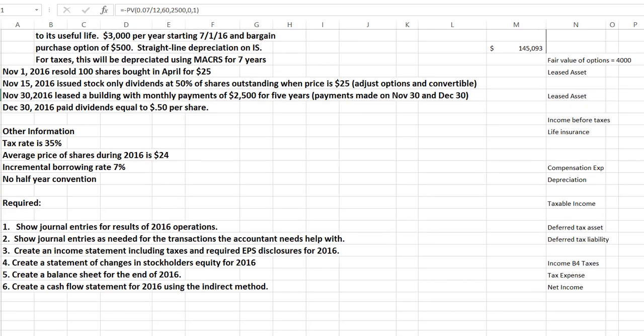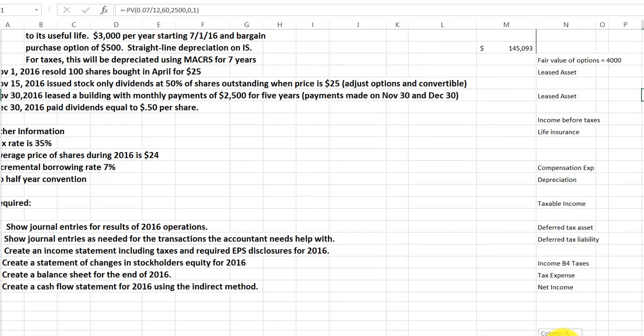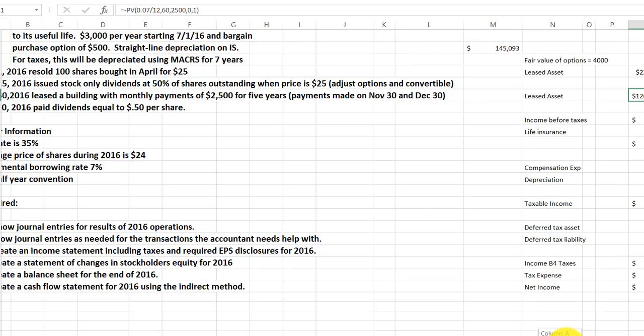So first of all, show your journal entries. You can use the T accounts to show them. And then also the entries needed for the transactions the accountant needs help with, a more complicated one. And then we need an income statement.